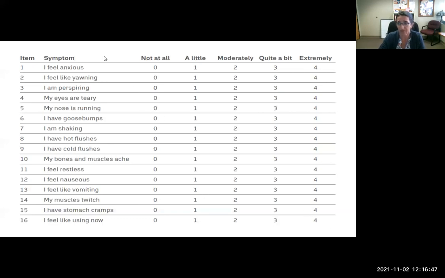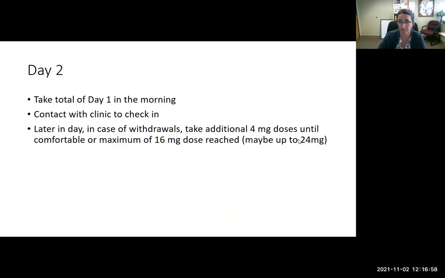You can see here that they can score themselves, and this might be a helpful tool if they're feeling uncertain or perhaps a family member is feeling nervous about a home initiation, that this can be a little bit more of a guide. So what about day 2? Then you tell them to take the total dose that they took in increments on day 1.